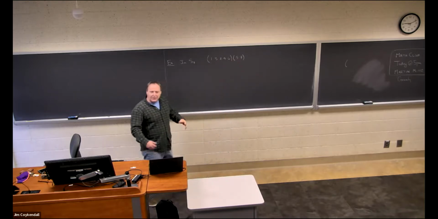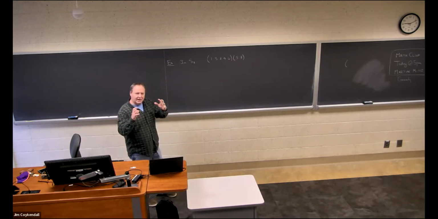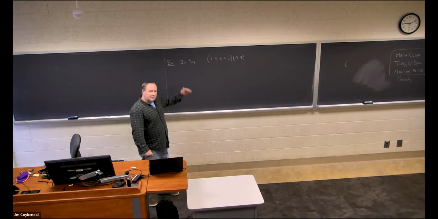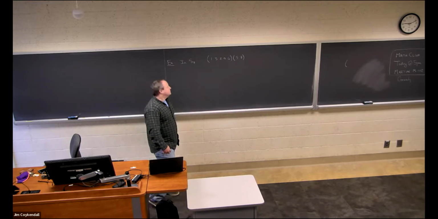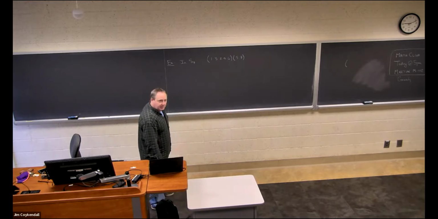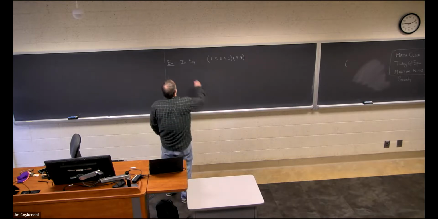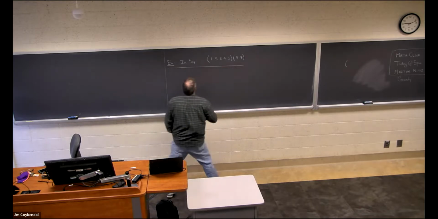How many things in S7 have a 5 cycle times a 2 cycle? Make the list of all the cycle types and count them up. Make sure that you record their orders and see if you get it. So that should be kind of a fun problem.